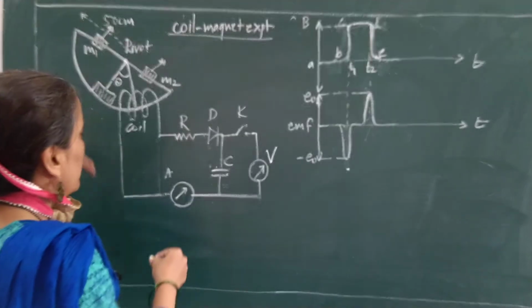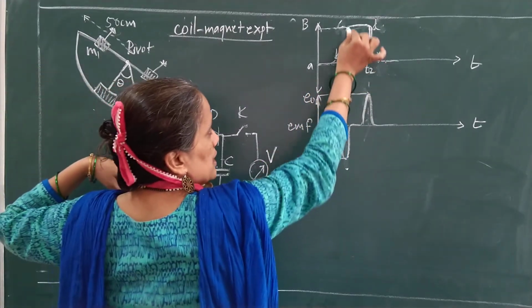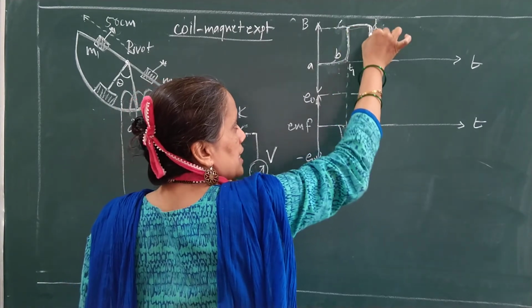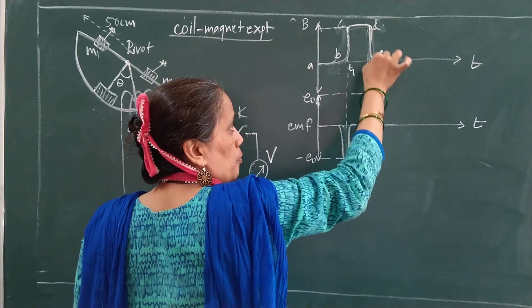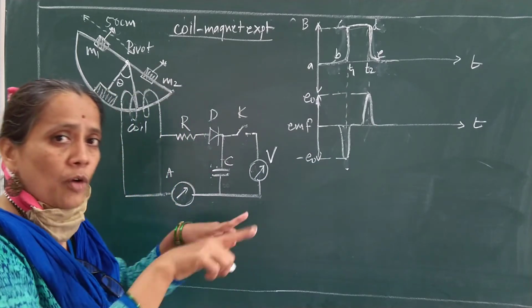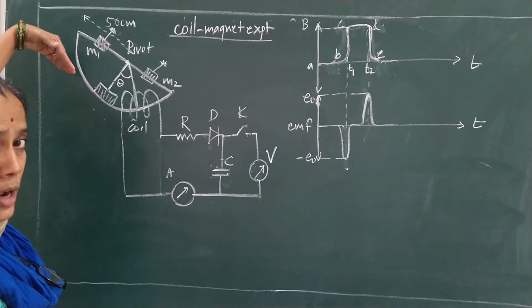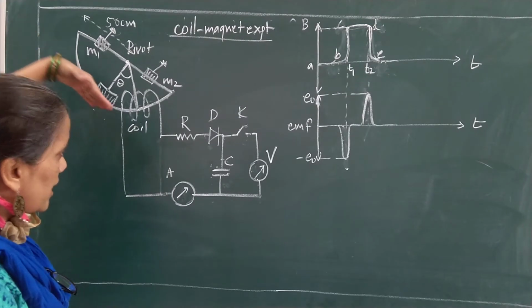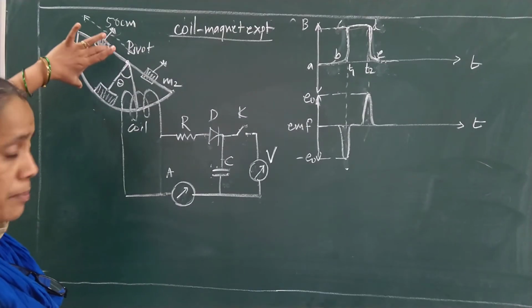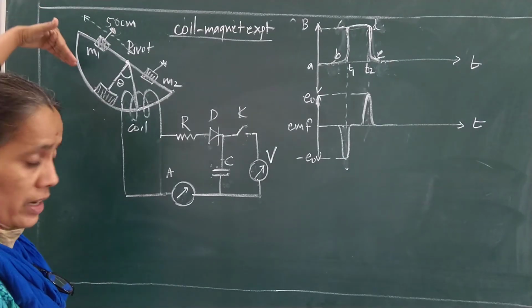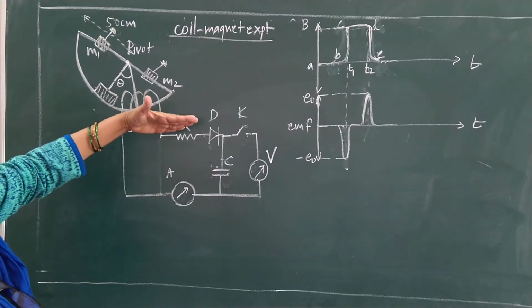Now we can concentrate on the BC part. In this BC part the slope is sharp. In the DE part of the graph, the slope is again sharp. We get a sharp slope when the magnet is coming at a faster rate, when this aluminium semicircular arch swings and the magnet comes towards the coil at a faster rate.